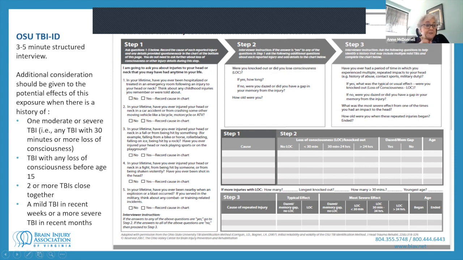Additional consideration needs to be given about the potential effects of exposure when there's been more than one injury, when there's been any injury with a loss of consciousness before the age of 15, when there have been 2 brain injuries within close proximity to each other, less than a year, or there's been a mild brain injury in recent weeks, or more severe brain injury in recent months.